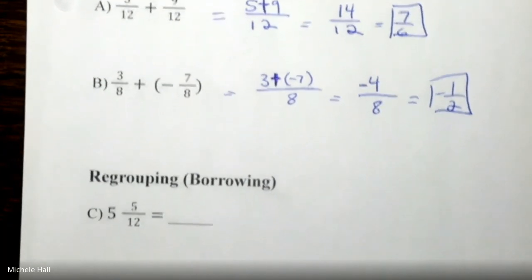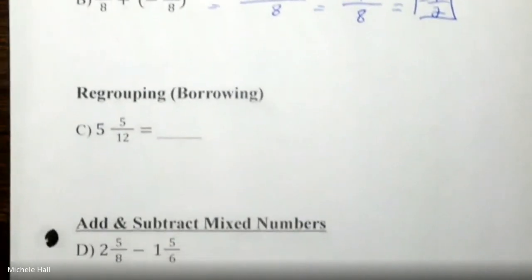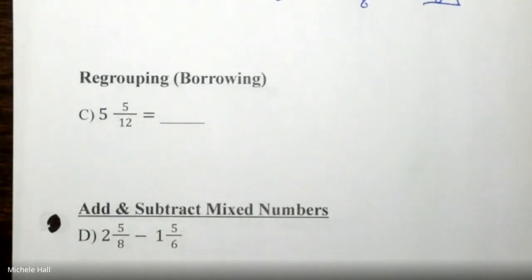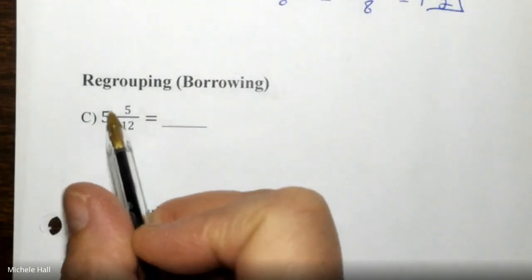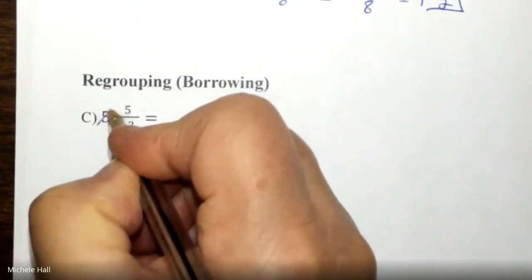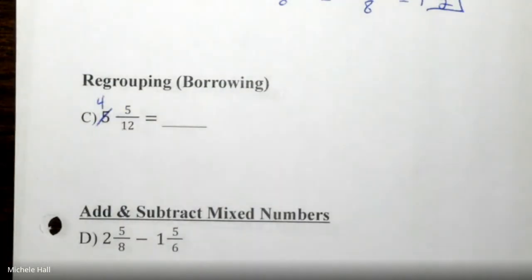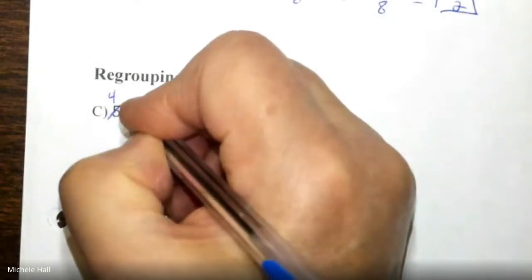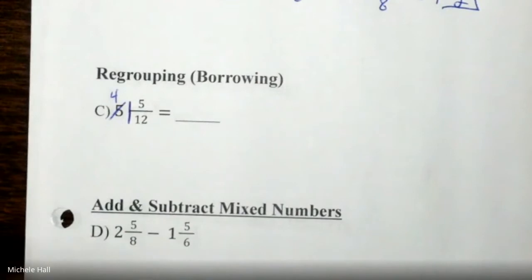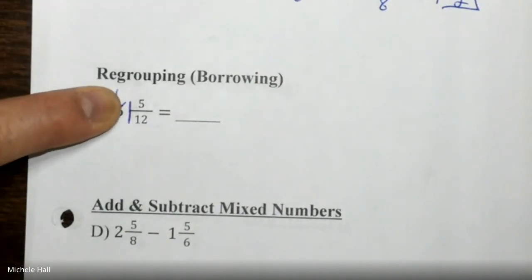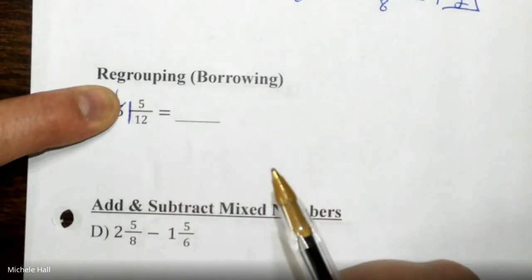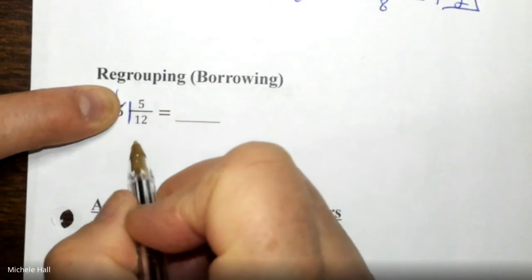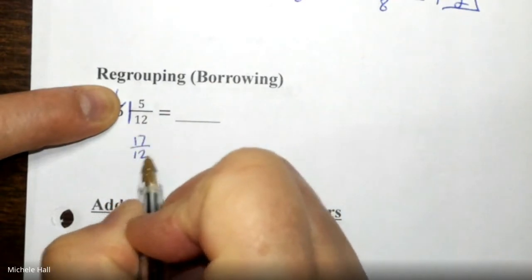Okay, so that's adding fractions. Regrouping. We went to regrouping and borrowing this week. We were trying to borrow from the whole number. So the 5 becomes a 4. I'm borrowing 1, and I put that 1 right in front of my fraction. So now I have a mixed number that says 1 and 5/12. I change it to an improper fraction. 12 times 1 is 12 plus 5 is 17/12.